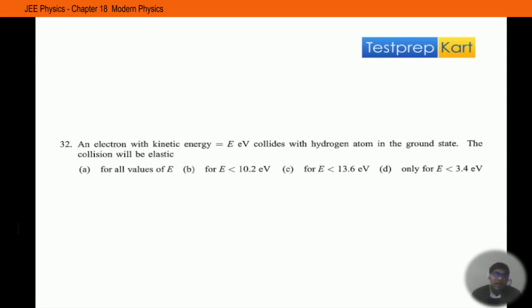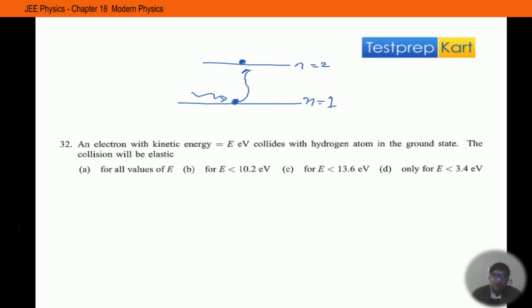Next is, an electron with kinetic energy E electron volt collides with a hydrogen atom in the ground state. The collision will be elastic if the following conditions are true. So first we need to check that suppose there is an electron in the ground state. If any collision takes place, then whenever this electron absorbs the incoming photon or incoming electron, it must jump to the nearest level for minimum energy, that is n equals 2. So let's calculate the minimum energy required for absorption of an electron or a photon coming towards this ground level.